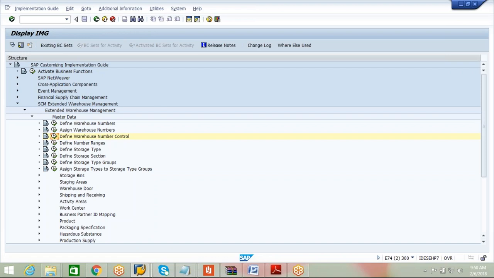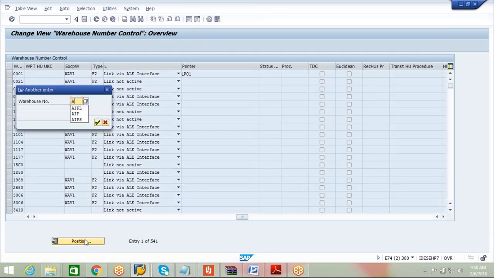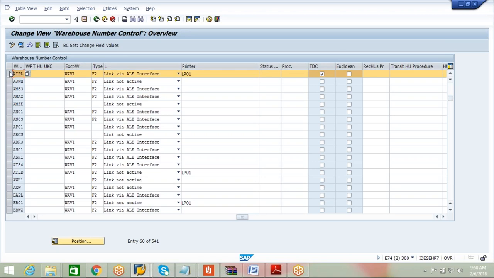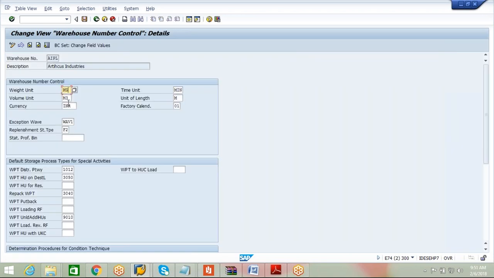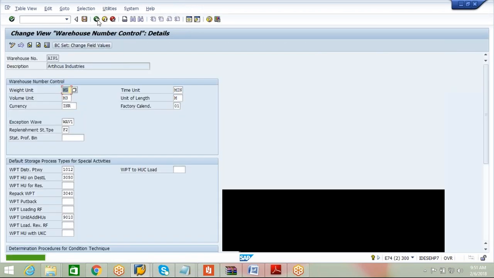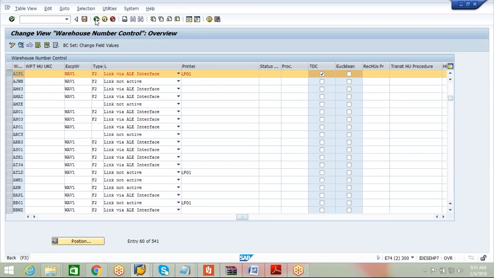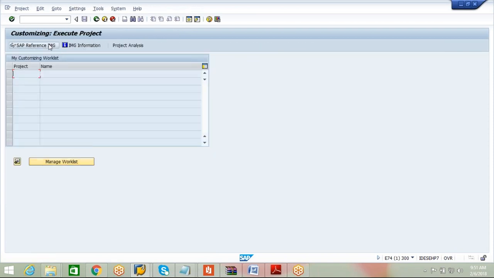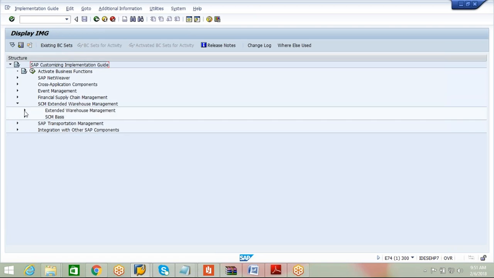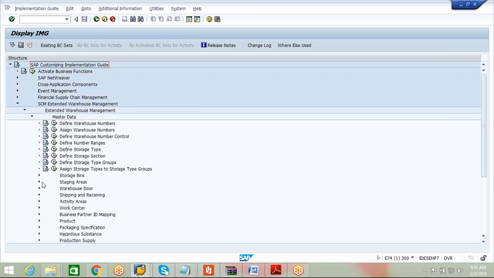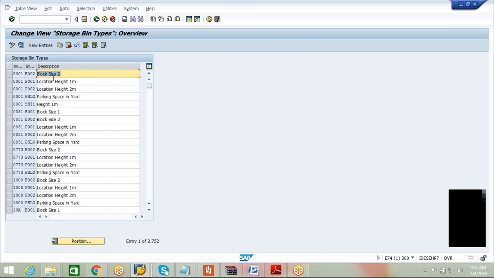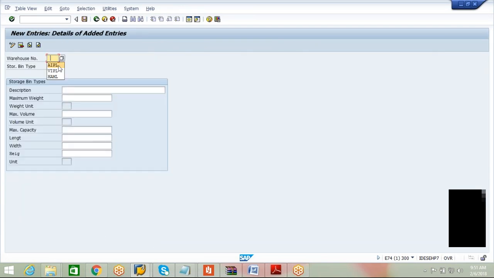Go to define warehouse number control, AIPL. Keeping as kg. Go to IMG setup, SAP extended warehouse management, master data, storage bins, storage bin types. New entries. Bin type is metal bins, maximum weight is 50 kgs each. Oh, still it is there.